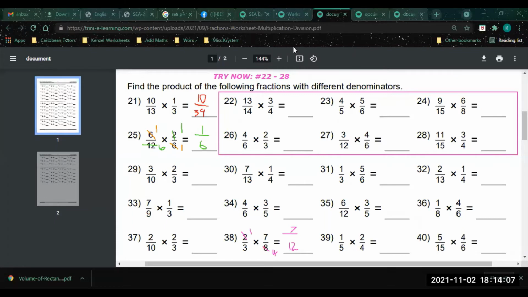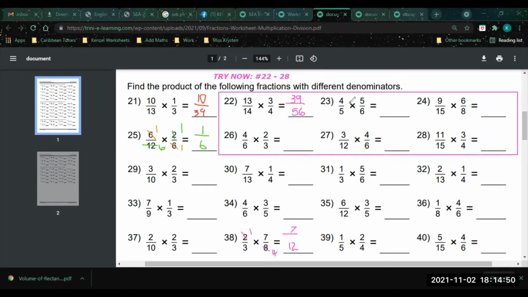All right, so here's the working from these questions 22 to 28. Between 13 and 4, you don't really have anything in common, as well as 3 and 14, again nothing in common. So 13 by 3 would give you 39. And then 14 by 4 is 56. You don't really have anything much in common here. You can't reduce that either.